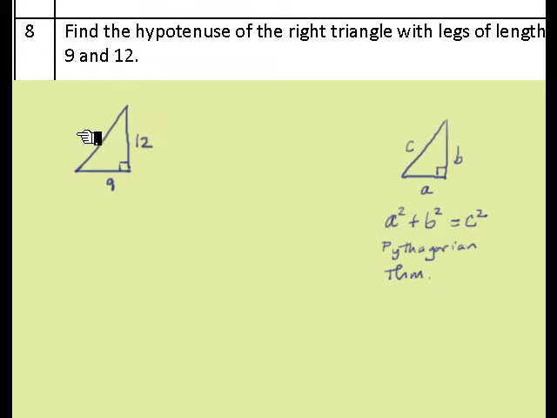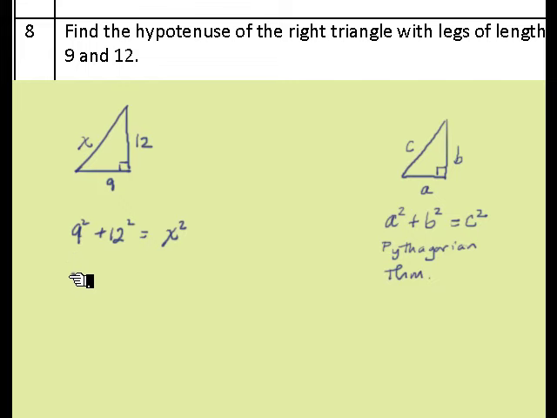Legs 9 and 12, and we have to find the third side, the hypotenuse. So we're going to use the Pythagorean theorem. We're going to write down A and B are 9 and 12. So we'll write 9 squared plus 12 squared is equal to the hypotenuse squared. We're calling that x squared. All right, so let's just figure this out.